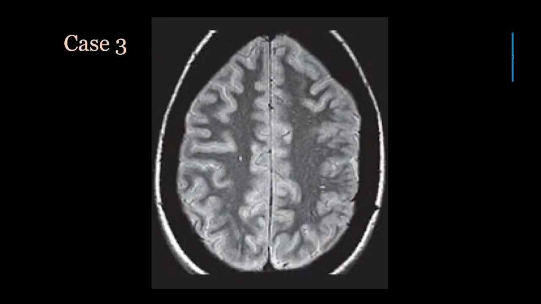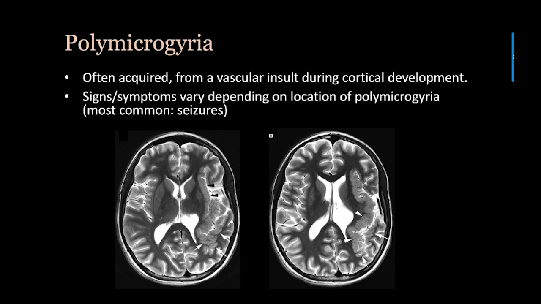Case number 3. You probably easily noticed the appearance of polymicrogyria in this case. Polymicrogyria is often acquired from a vascular insult during the course of cortical development. Signs and symptoms of polymicrogyria could vary depending on the location, but most common presentation is seizure. And as the term implies, there are numerous small gyri forming the area of involvement. The most common location for polymicrogyria is the perisylvian region, as you see in this case.